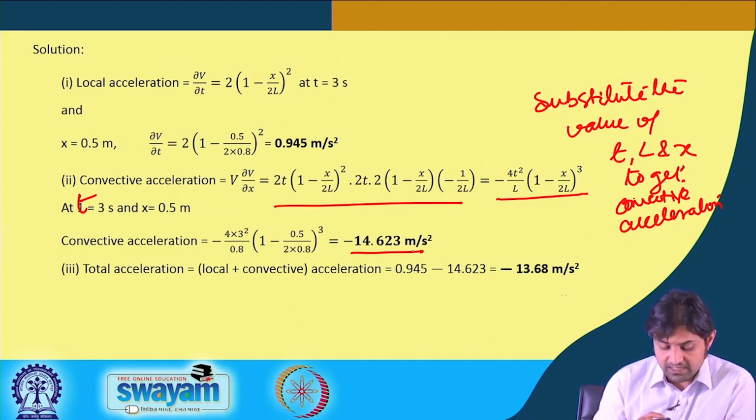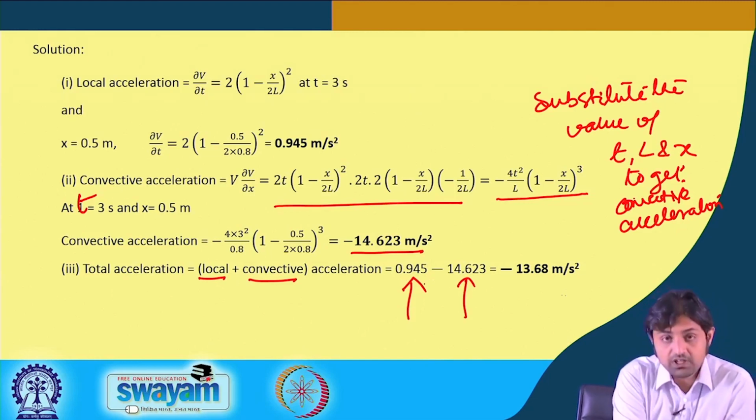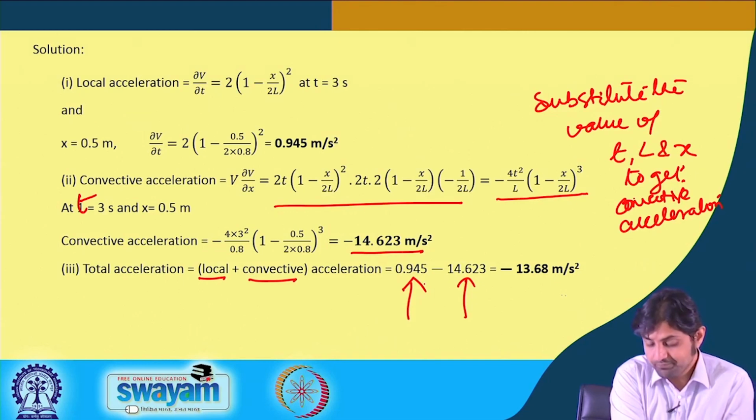So, the total acceleration is going to be local plus convective acceleration. You can simply do the arithmetic sum. I generally prefer to write these accelerations separately. If you write this one and this one separately, it is fine. Here we have simply added them because the total is the sum of both the accelerations. Very nice.